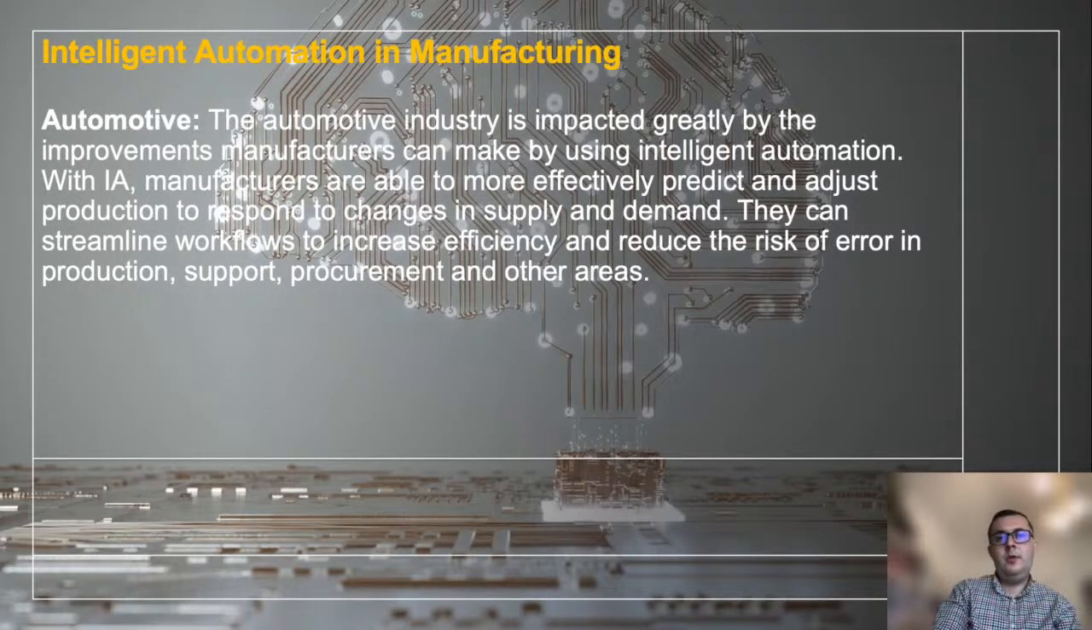Also, the automotive industry is impacted greatly by the improvements manufacturers can make by using intelligent automation. With intelligent automation, manufacturers are able to more effectively predict as well as adjust production to respond to changes in supply and demand. They can also streamline workflows to increase efficiency and reduce the risk of error in production, support, procurement, and other areas.